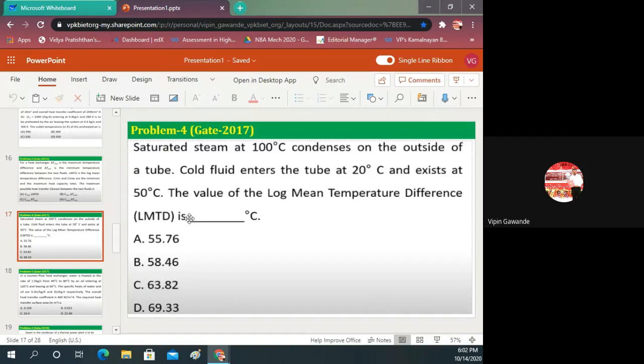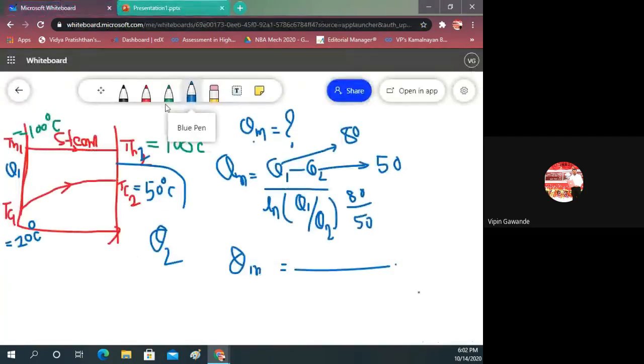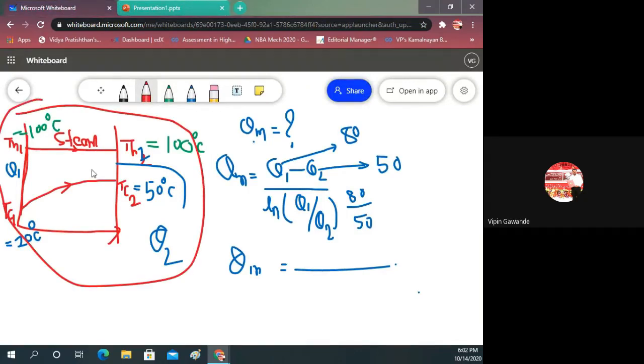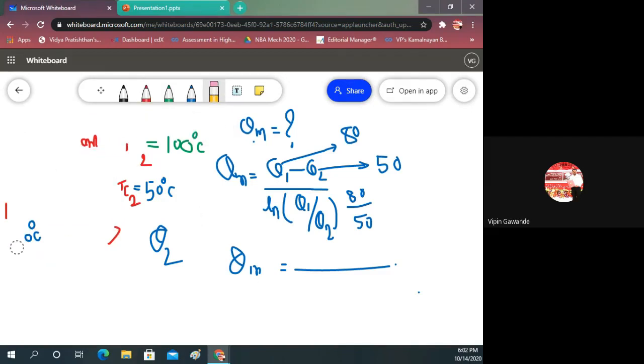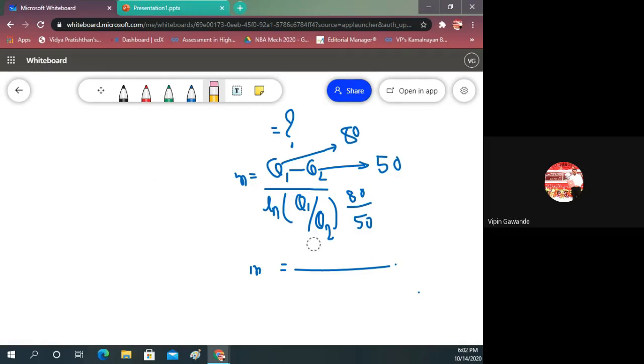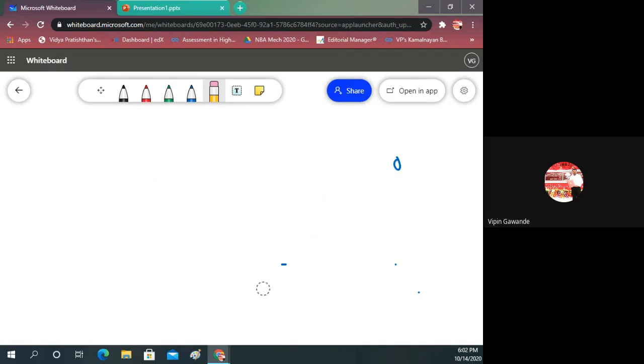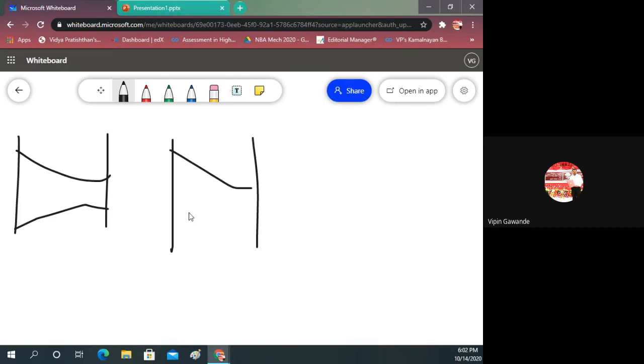This is a simple problem, but you have to draw this diagram. This is very important. For the condenser, if you know this diagram, then only you can calculate the values of theta 1 and theta 2. It is a very simple problem, but I have told you the diagram. We must know the diagrams, and the temperature difference. Just remember three diagrams. I have told you which diagrams you have to remember. This is for parallel flow. This is for counter flow. Then this is for the condenser.